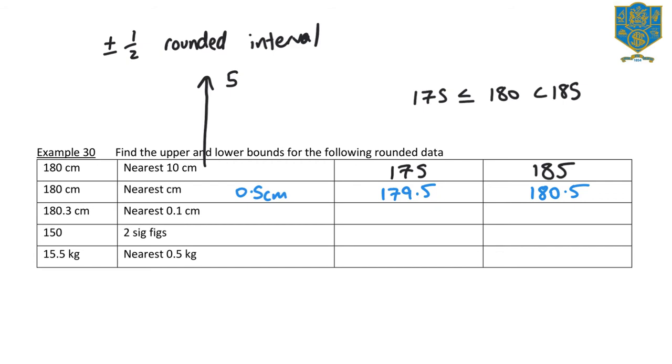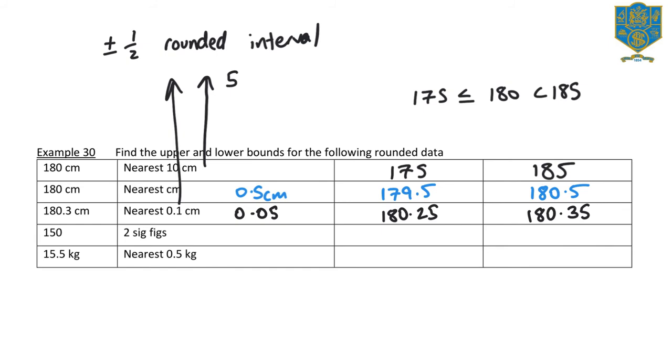To the nearest 0.1 centimetres, again, we're going to look at halving our rounding interval. So if you divide 0.1 by 2, we get 0.05. So for 180.3, the lower bound is going to be 180.25, and the upper bound 180.35. And again, the difference between 180.25 and 180.35 is 0.1.